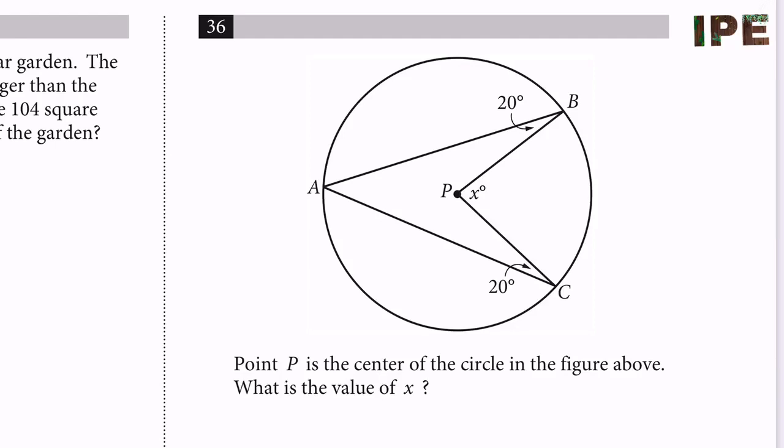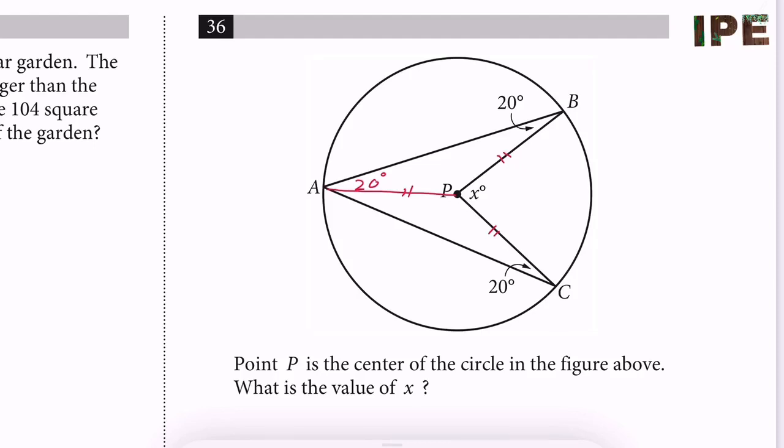Point P is the center of the circle in the figure above. What is the value of x? Okay, this is 20 degrees. So if you draw a line here, this is 20 degrees as well, because this length is equal to this length. All these line segments represent the radius of the same circle. So PB, PA, PC all have the same length.